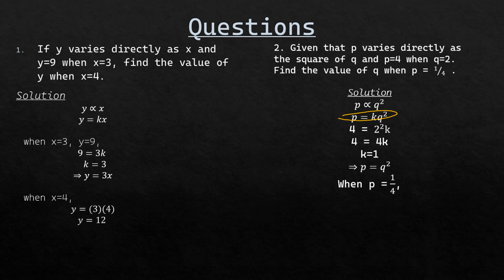Fine. Now it says when p is 1 on 4, find q. So q is equal to the root of 1 on 4, and that is equal to 1 on 2. Someone can also say plus or minus. It can be positive or negative 1 on 2. As simple as that. Good, good, good.